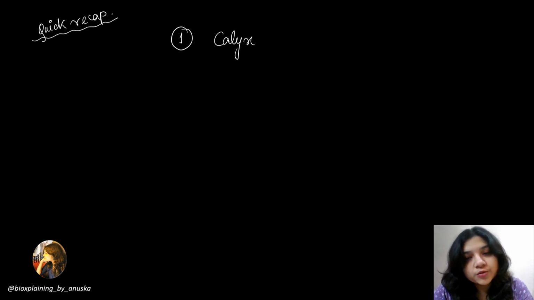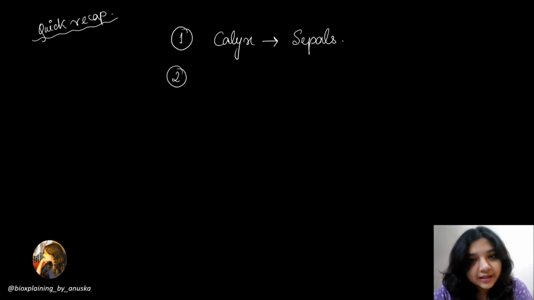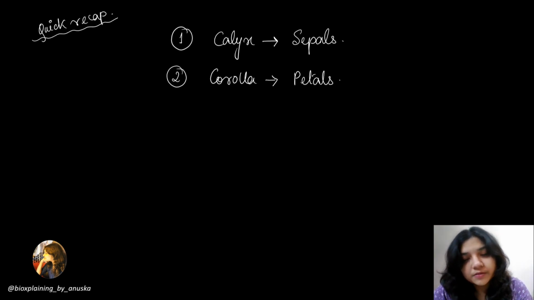So for a very quick recap about what we studied in the previous video, let us just recall the different parts of a bisexual flower. Let's start with the first whorl of a flower. The first whorl is what we call the calyx, and the individual units are the sepals, right? Then the second whorl is the corolla, and the individual units are the petals.